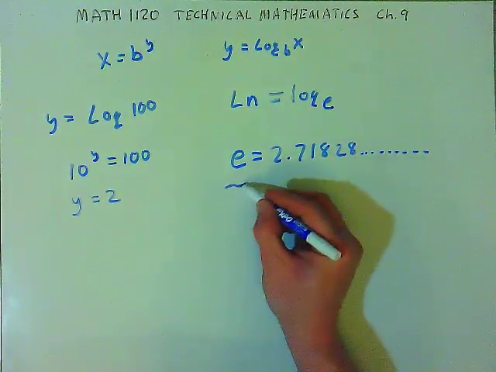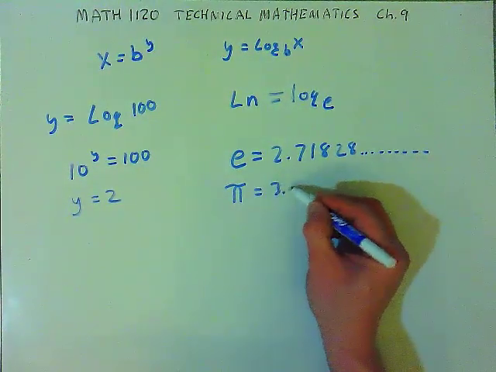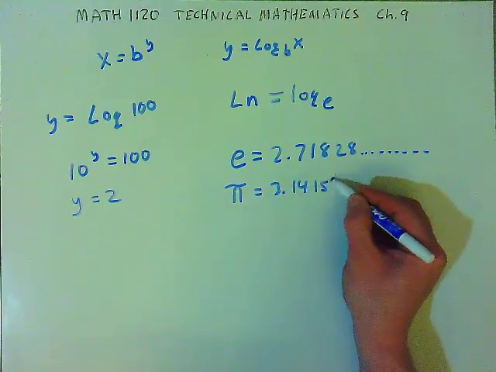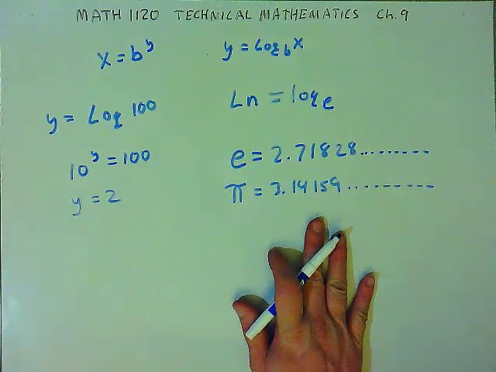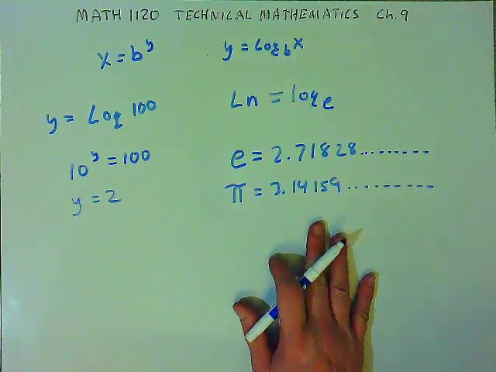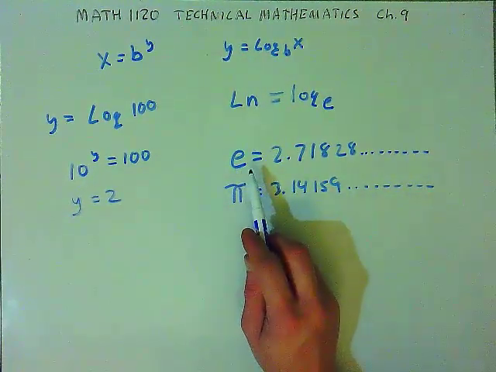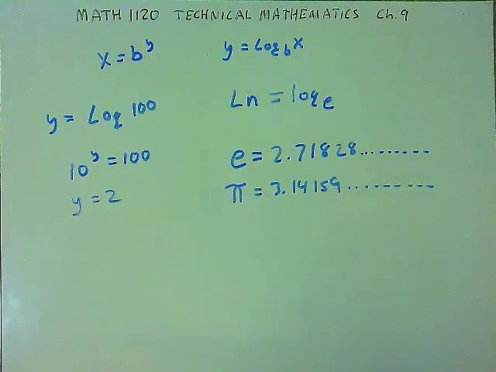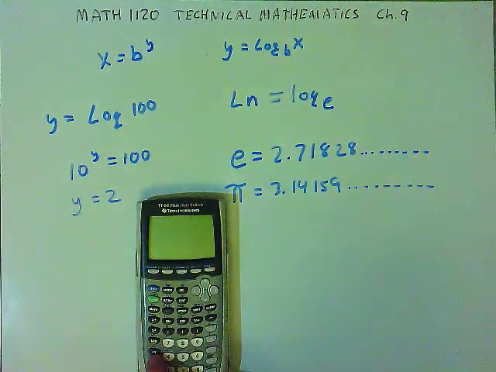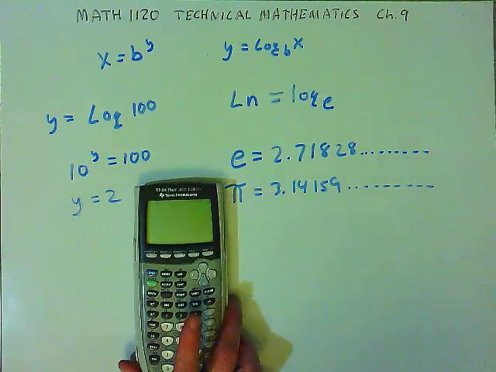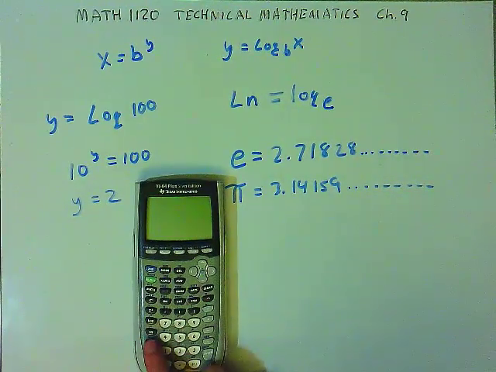This goes on forever, it never repeats. It's very similar to pi as a constant, which is 3.14159, and that goes on forever and never repeats. These are two very common constants that we use all the time in mathematics. Your calculator probably has an E button on it, and more than likely your button probably says something like e to the x.